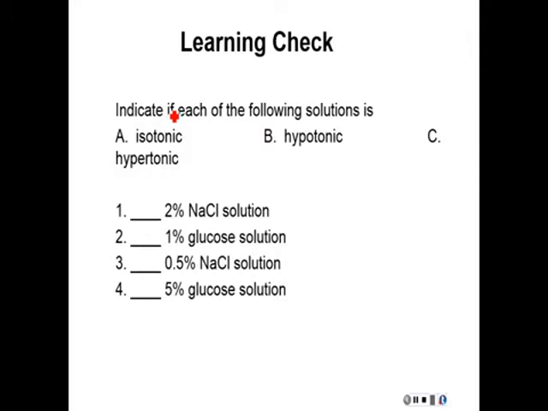Okay, so indicate if each of the following solutions is isotonic, hypertonic, or hypotonic. You have to remember to go back and review the slides here. So we have 2% sodium chloride, 1% glucose, 0.5% sodium chloride, or 5% glucose.